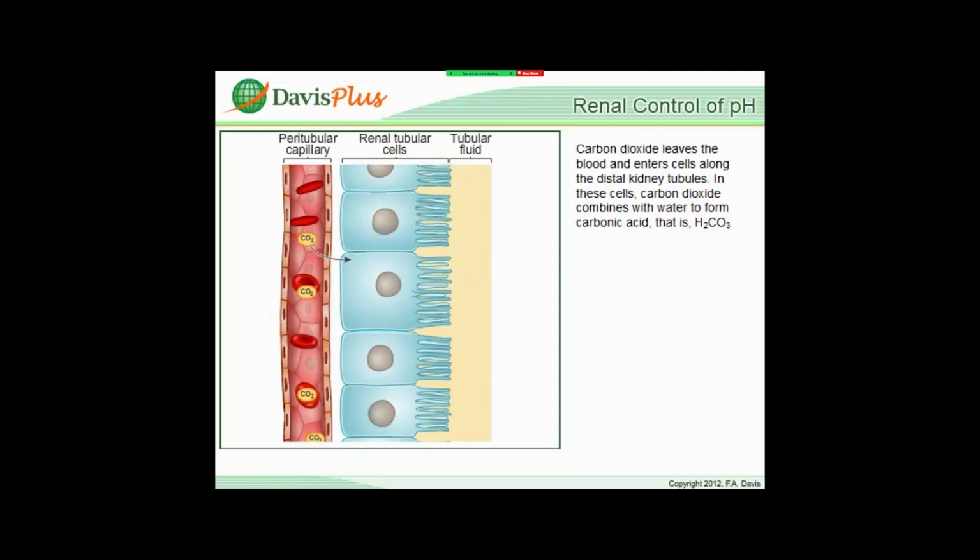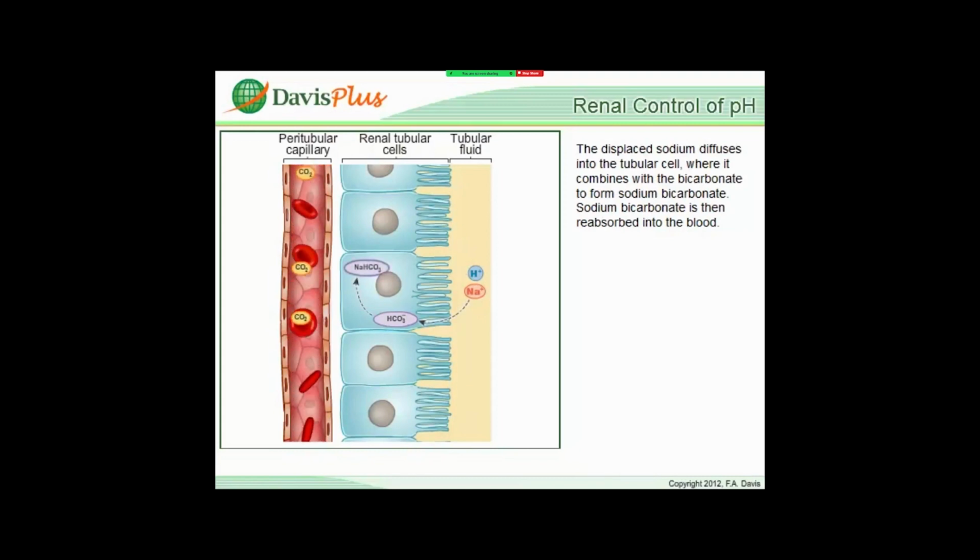Carbon dioxide leaves the blood and enters cells along the distal kidney tubules. In these cells, carbon dioxide combines with water to form carbonic acid, that is, H2CO3. The carbonic acid immediately dissociates to yield hydrogen and bicarbonate ions. The hydrogen ions diffuse out of the cell and into the tubular fluid, where they displace sodium. The displaced sodium diffuses into the tubular cell, where it combines with the bicarbonate to form sodium bicarbonate. Sodium bicarbonate is then reabsorbed into the blood.